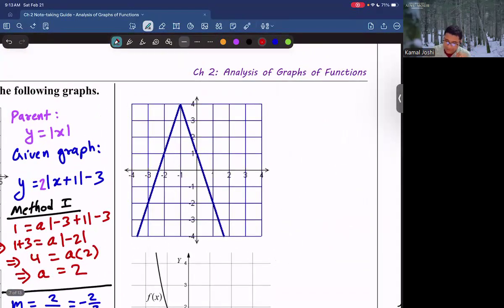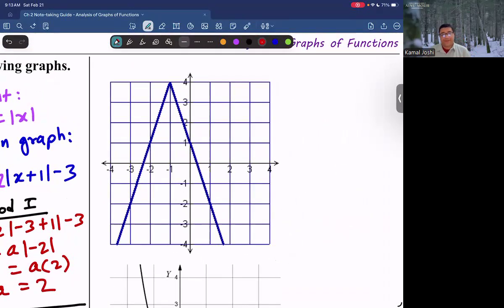There are homework problems down there. You can see. Let me write some more. Okay. Go ahead and write. I'm going to start with the parent graph. The absolute value.